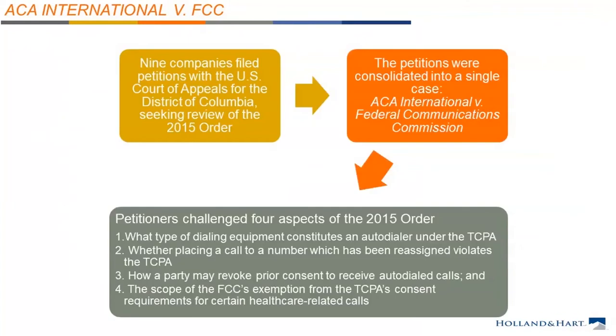And you can see the problem that creates as well. So what happened as a result of the declaratory ruling? Well, it was challenged in the courts. Nine companies filed petitions for review with the U.S. Court of Appeals for the District of Columbia. The petitions were later consolidated into a single case known as ACA International versus Federal Communications Commission.